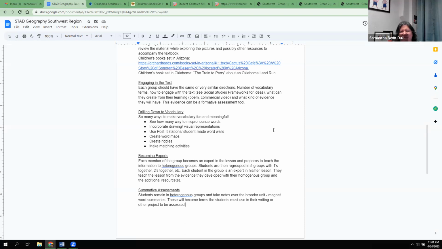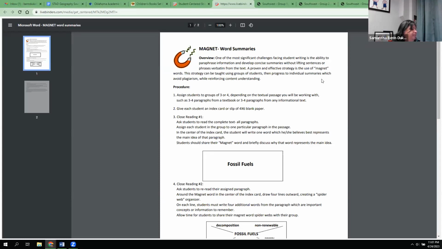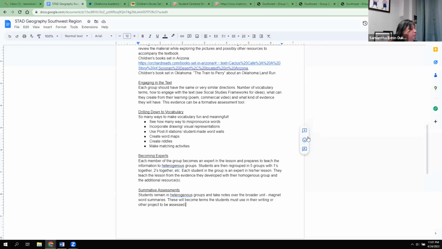But anyway, have fun mispronouncing them, and then focus on the actual pronunciation, and maybe look at how many of them come from Mexican vocabulary terms, and some come from indigenous groups. But here are some examples of ways that you can drill down to the vocabulary and make it fun. And let's see, I wanted to look at, that's for when we come back together.